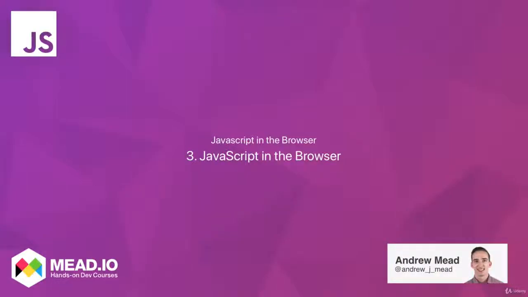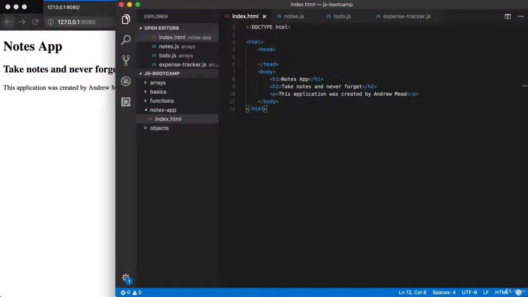Welcome back. We have our basic HTML document in place. Now it's time to figure out how to run some JavaScript from the browser. This is going to allow us to change what the user sees or respond to things like user clicks. Now to do this, we're going to be using a new tag in HTML. This is the script tag.